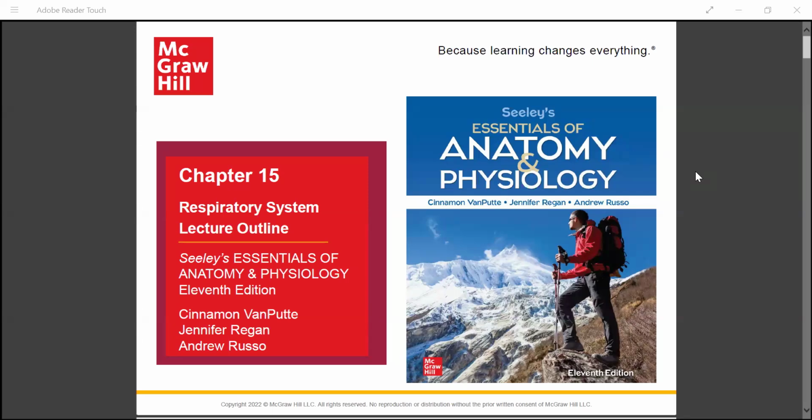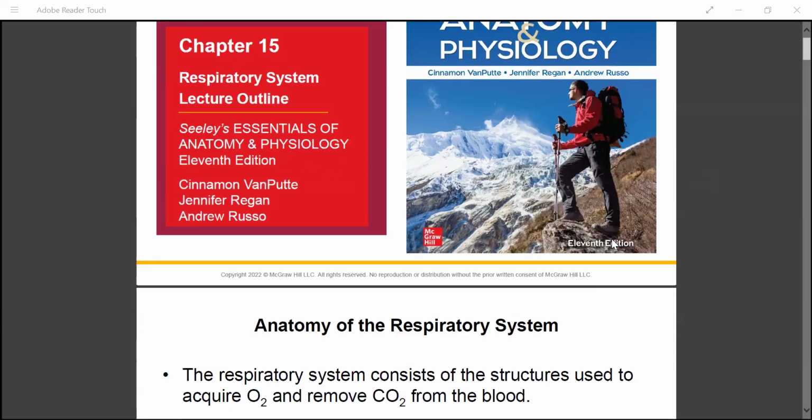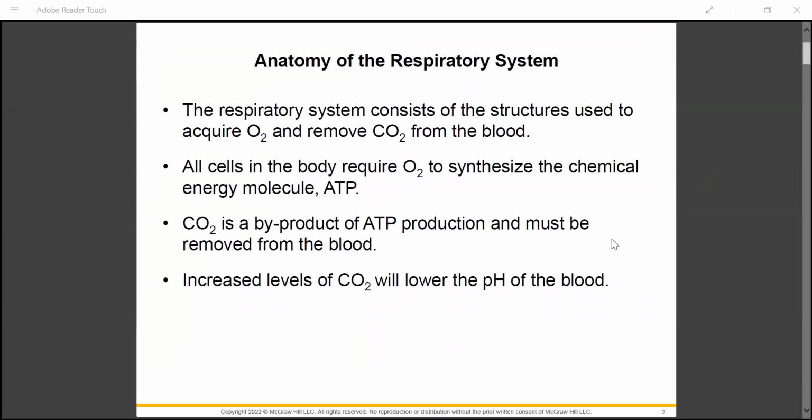Okay, everyone, we're going to cover chapter 15, which is our first chapter for unit 5. And so we're going to get into the anatomy of the respiratory system. We break it primarily into upper and lower, which are our two main divisions. And these consist of all of the structures, the main goal being to bring oxygen into the body and remove carbon dioxide from the blood.